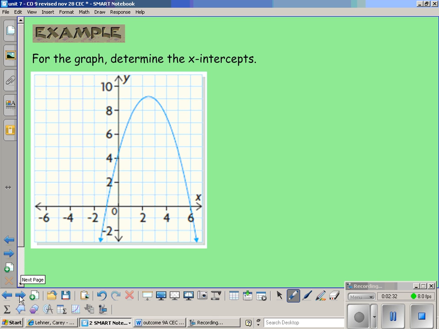We want to determine the x-intercepts. Again, it could have been using different terminology. So we've crossed the x-axis at these 2 points. That is when x is at -1 and when x is at 6.